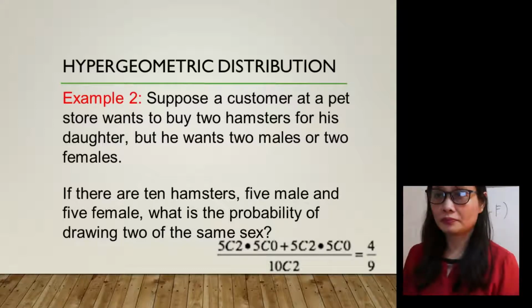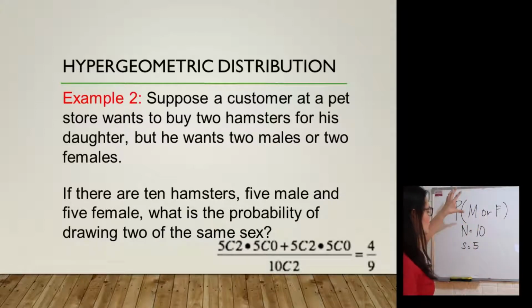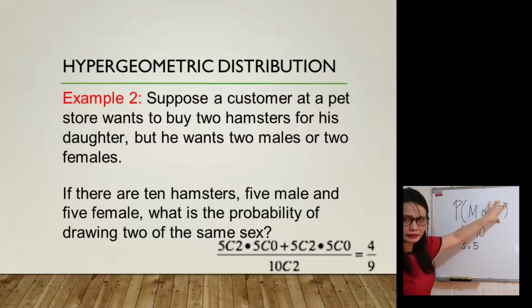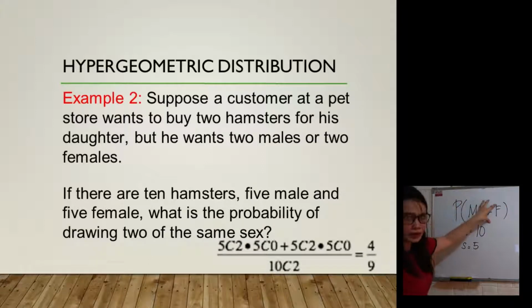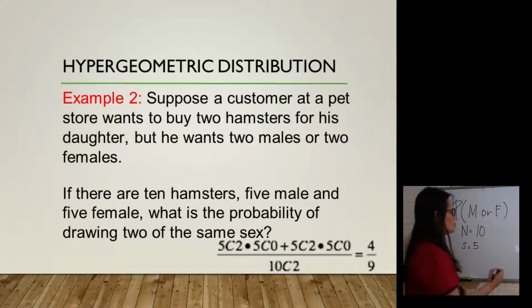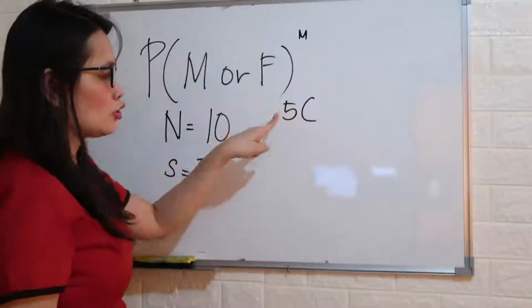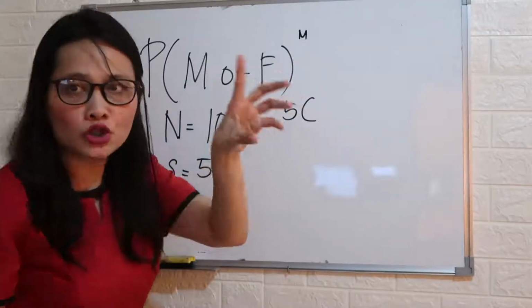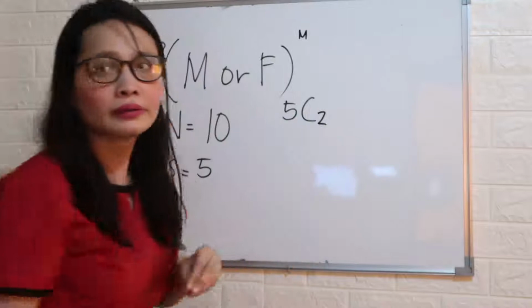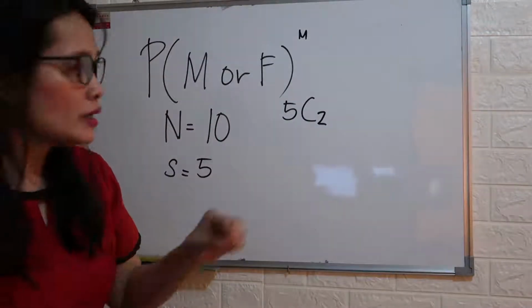What is the probability that it's a male or female? So if there's a word or, meaning we need to add. So that would be 5 taken. So we'll start with male first. Okay, male. So if there are 5 male, we need to select 2.